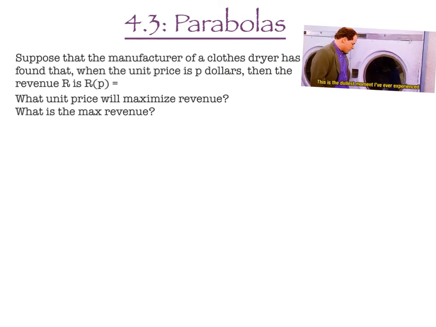Let's finish with a word problem straight out of your homework. So suppose that the manufacturer of a clothes dryer has found that when the unit price is P dollars, then the revenue R is given by the formula R of P equals negative 4P squared plus 12,000P.